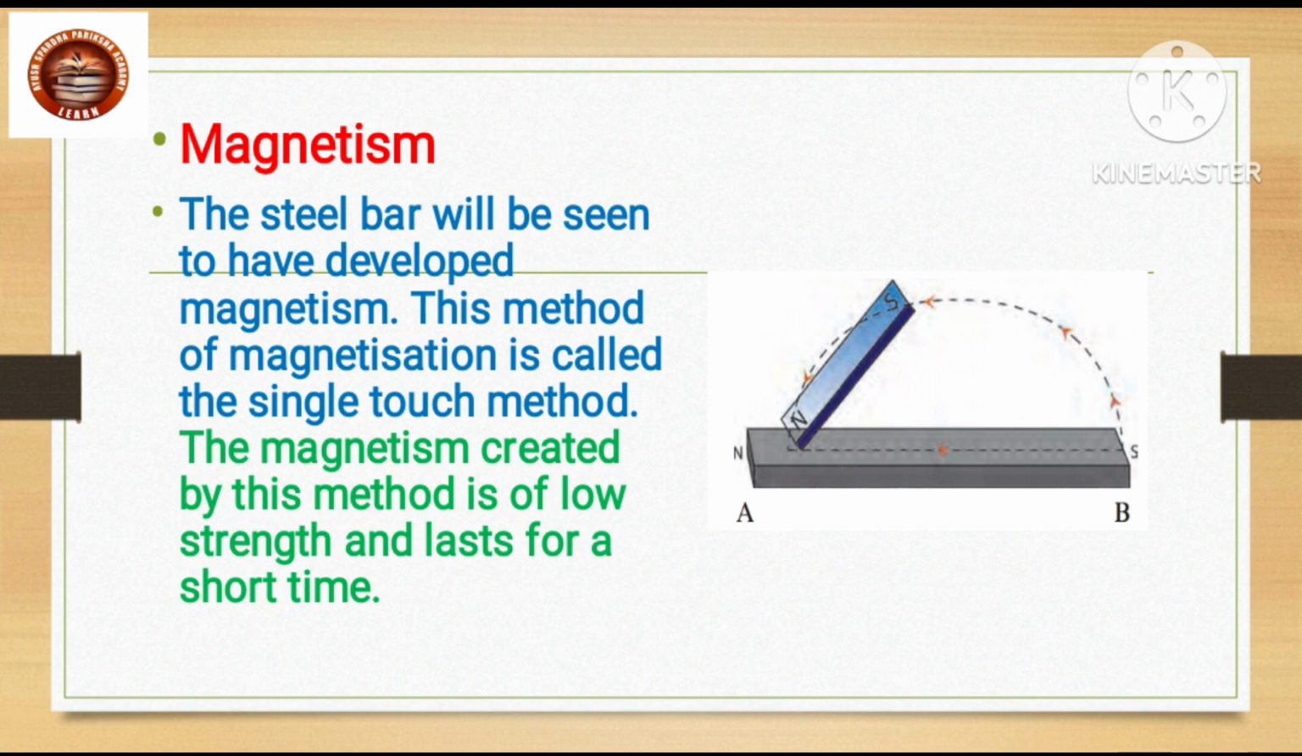Now we are going to study magnetism. How magnetism is produced in magnetic materials. The steel bar will be seen to have developed magnetism. This method of magnetism is called the single touch method. The magnetism created by this method is of low strength and lasts for a short time.